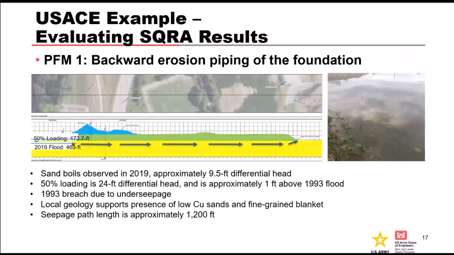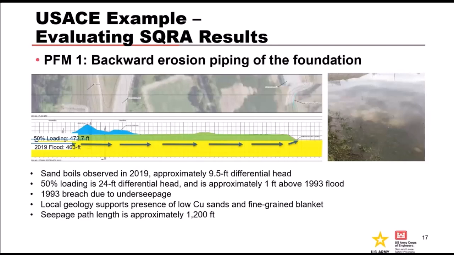We had a 2019 flood and sand boils were observed at that point. Approximately 9.5 foot differential head across, looks like about 1,200 feet as the seepage path length. So not a lot of head, a lot of space, and we're still seeing boils down here. 50% loading is a 24-foot differential head and is approximately 1 foot above the 1993 flood, at which point we had a breach due to underseepage.